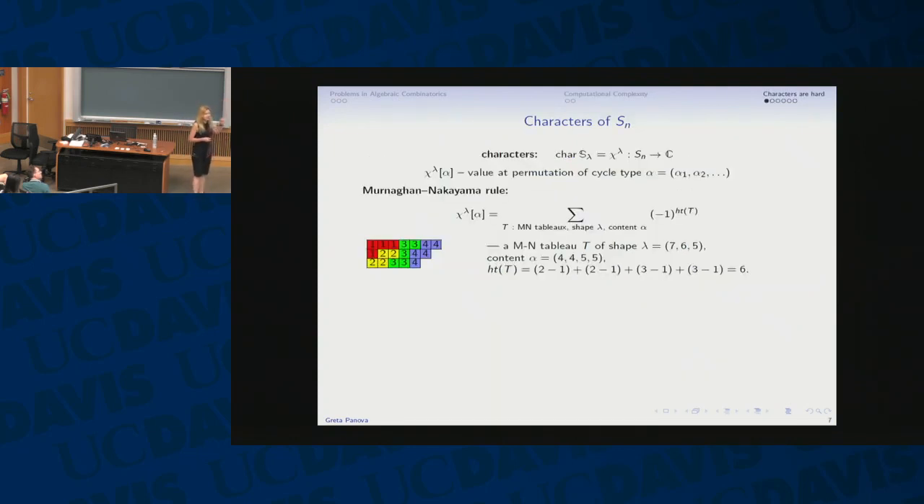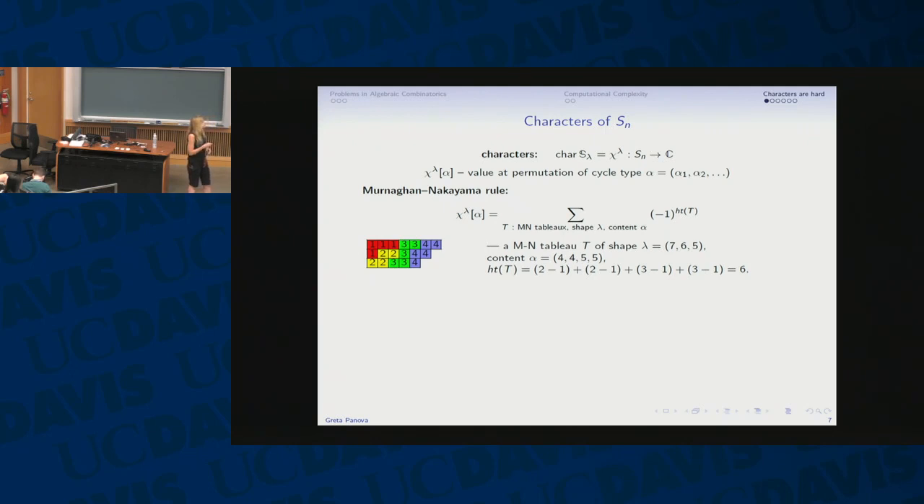Okay, so characters, what are the characters? How do we compute them? You probably all know about the Murnaghan-Nakayama rule, right? So what is the Murnaghan-Nakayama rule? It tells you that the character of a representation lambda, at the conjugacy class given by alpha, is a sum over these Murnaghan-Nakayama tableaux of minus 1 to the height of the tableau that you calculate.